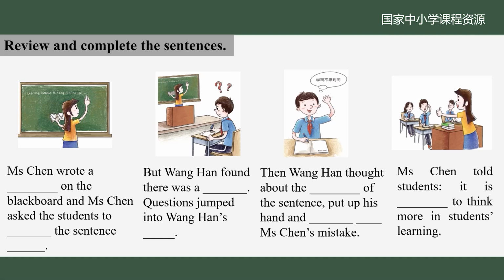First, let's review what happened in Wang Han's first class. Look at the 4 pictures and complete the sentences with the correct words. Let's check together. Sentence, write down, mistake, mind, meaning, pointed out, important. Great! Now, let's think about a question.